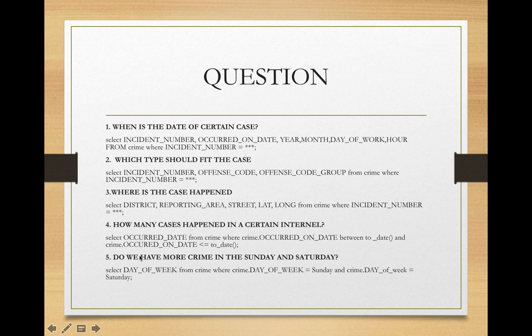So our fifth question is, do we have more crime on Sunday and Saturday? Everybody knows most of us don't have to work on Sunday or Saturday, so we could be on vacation. So will there be more crime on Sunday or Saturday? That is a good question. So our query is select day of week from crime where crime day of week equals Sunday or Saturday. That is the number of crimes which happened on Sunday and Saturday.